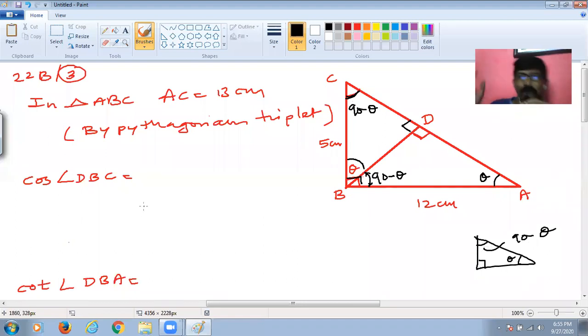So let's come back to this question. Come back to the question. So what is this question, students? See, we are supposed to find cos angle DBC. So what is cos angle DBC? That means cos theta. Now, where is cos theta? See, look at this. This is also angle theta, isn't it?